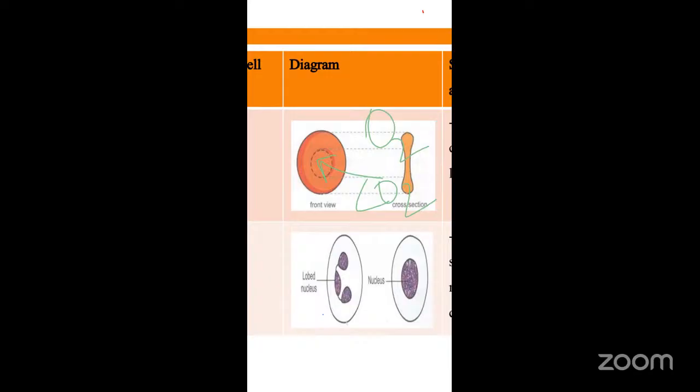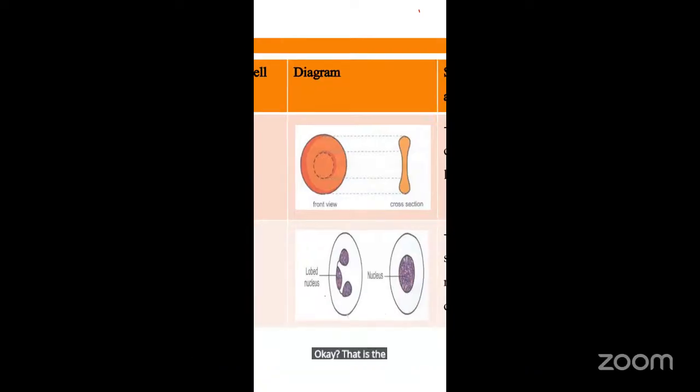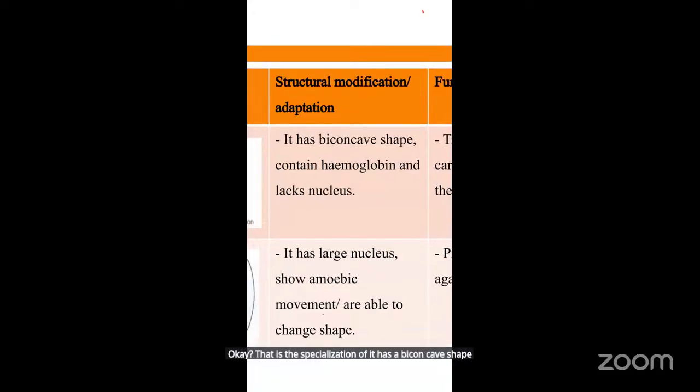So the reason why the red blood cell is thin at the center is so that it can allow as much oxygen and carbon dioxide to diffuse in, so that it can be transported to all parts of the body. Okay, that is the specialization of the red blood cell. So it has a biconcave shape. It also contains a pigment known as hemoglobin.